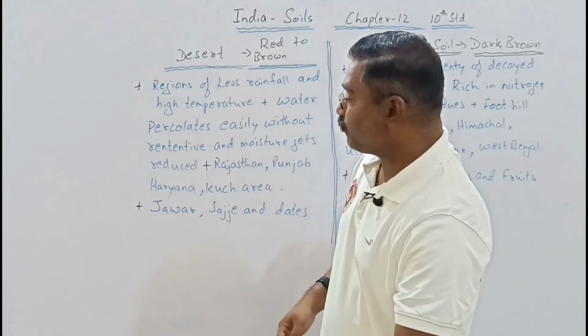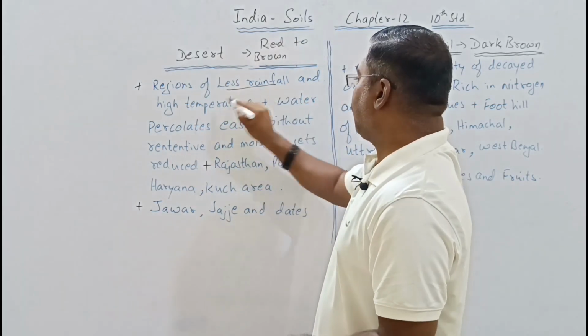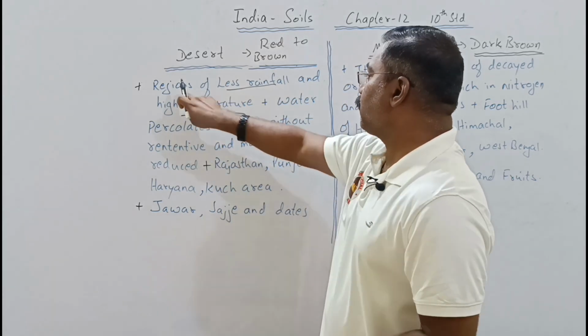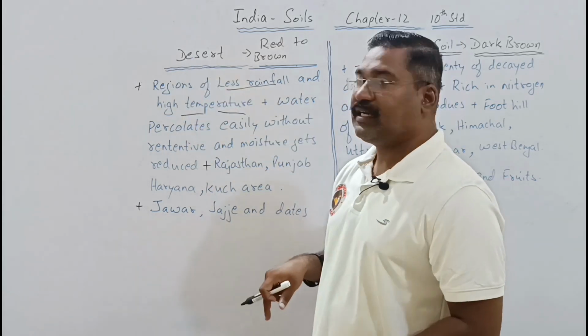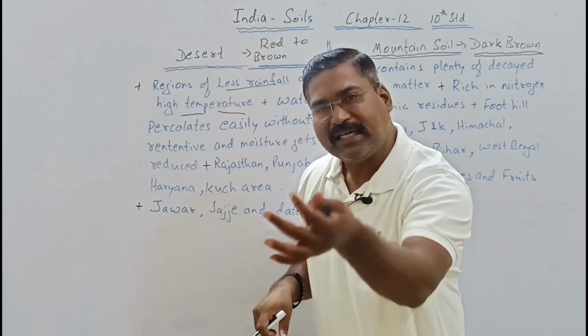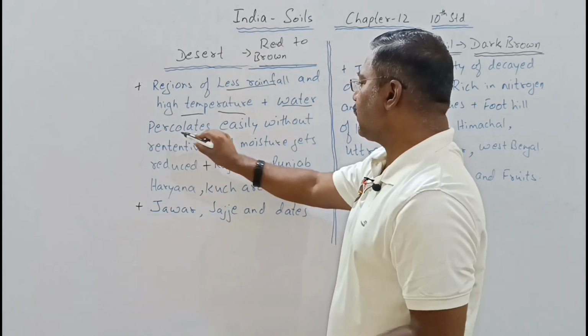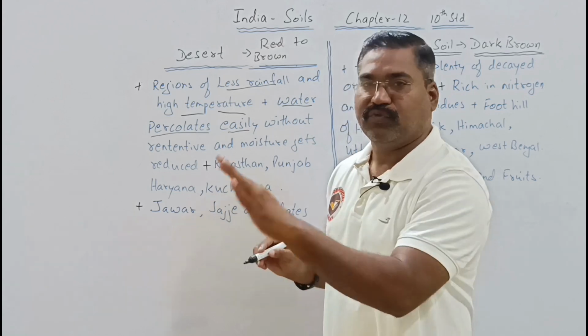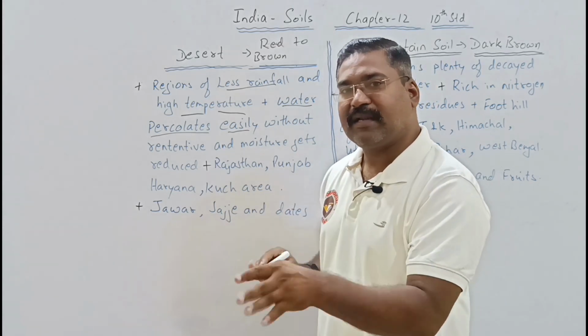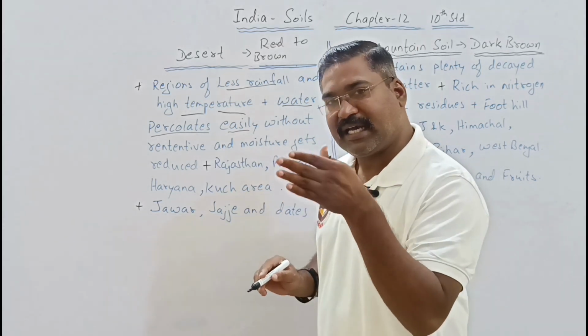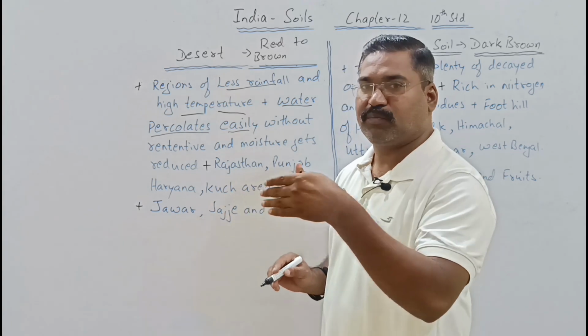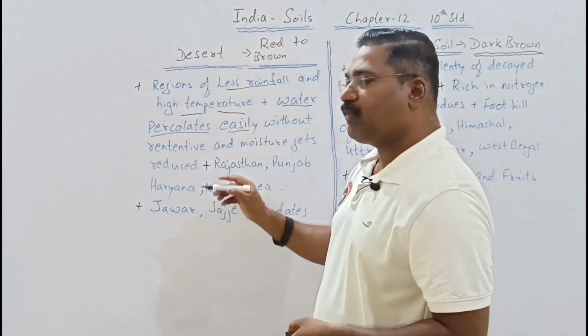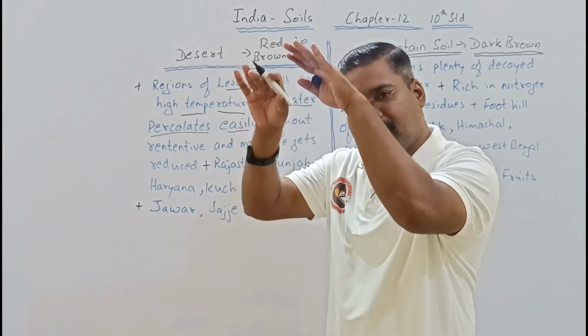and the temperature is quite high. In such areas we see the soil called desert soil. And why is it so? It's because water percolates easily. It moves. It doesn't remain still. It percolates, it moves. This is the reason moisture automatically becomes less.